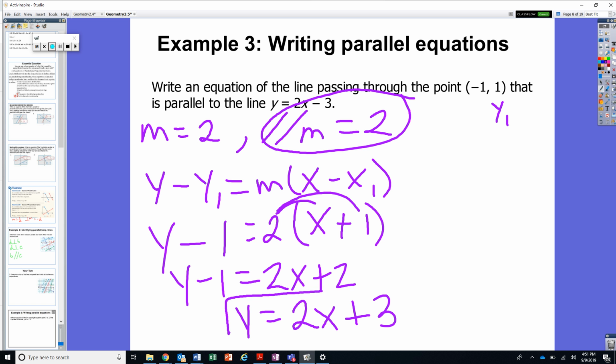And so let's recap what this actual end answer is. This answer is the other equation that is parallel to y equals 2x minus 3 and goes through the point negative 1, 1. Exactly the parameters that it wanted us to find.